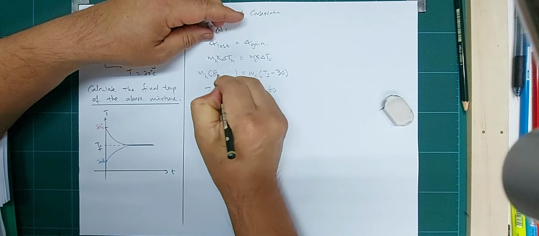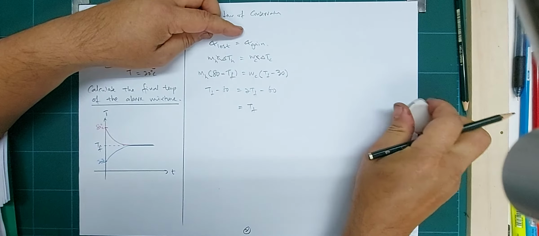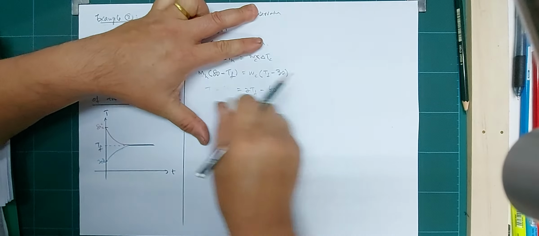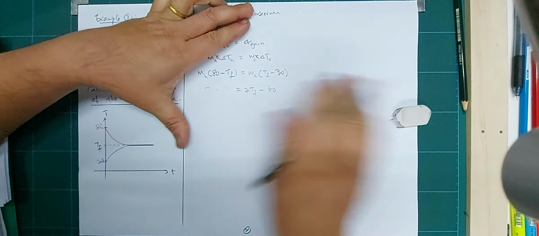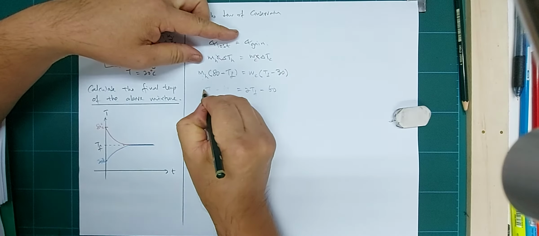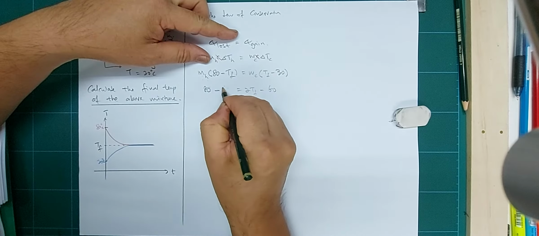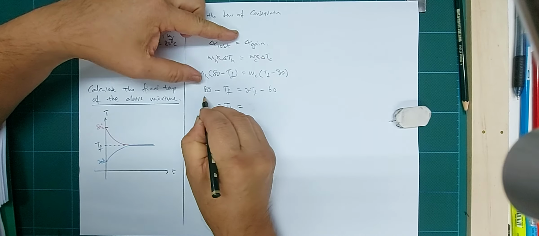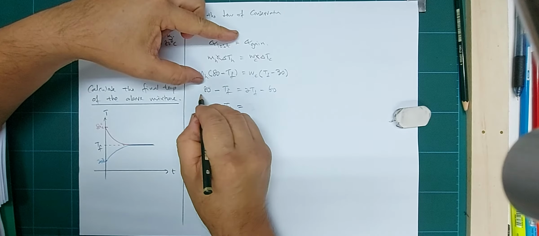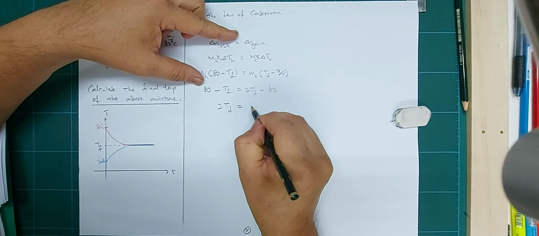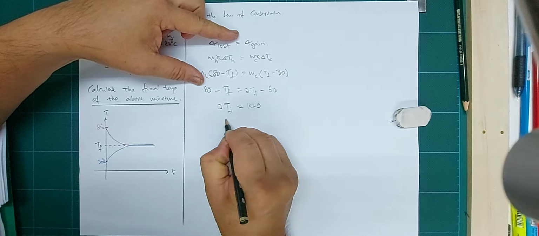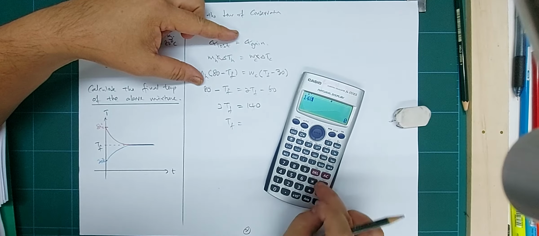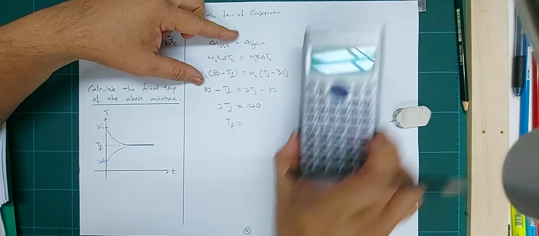So 80 minus T final, and this one is 1, so we have 80 minus TF. Moving together, we have 3TF is equal to 80 plus this, so we have 140. Divide by 3. So I have 140 divided by 3, so 46.7.